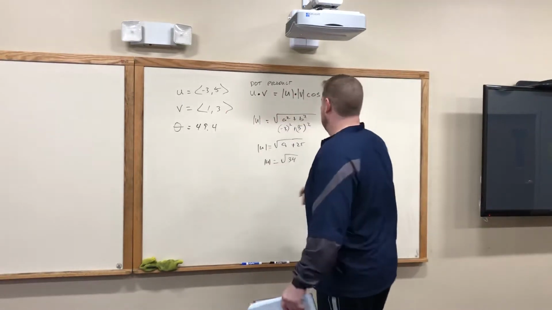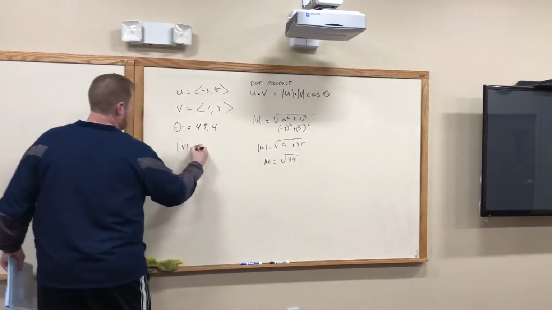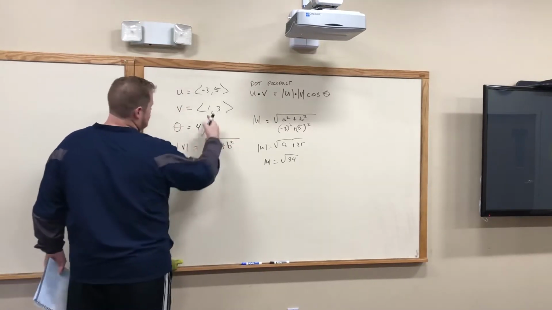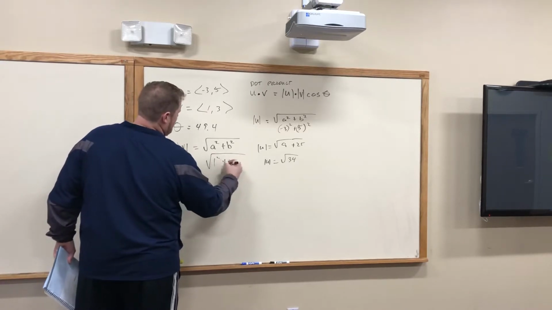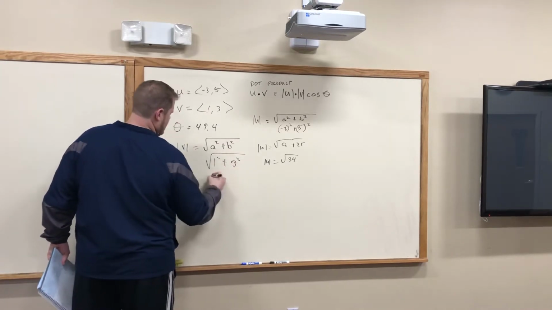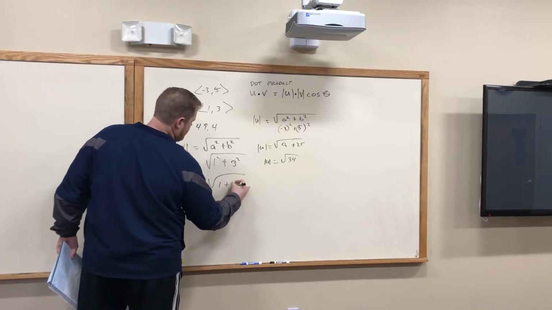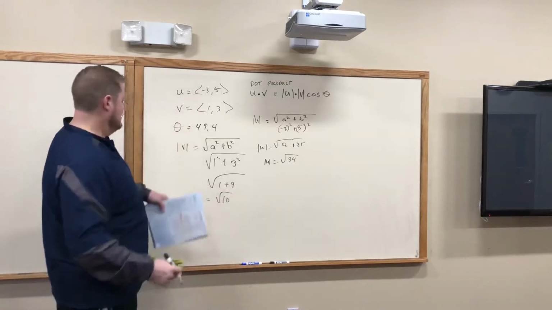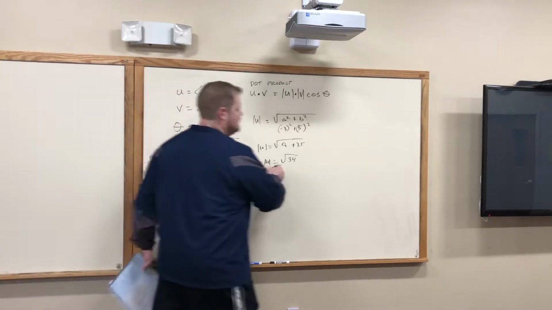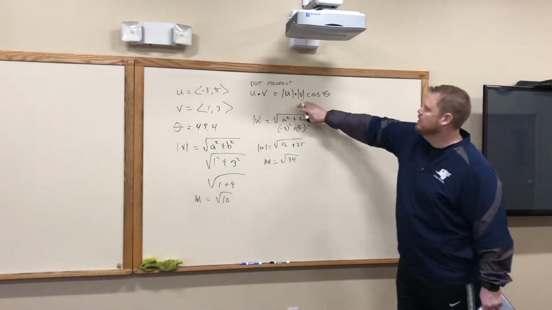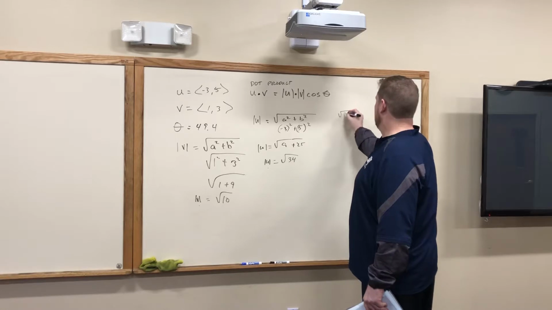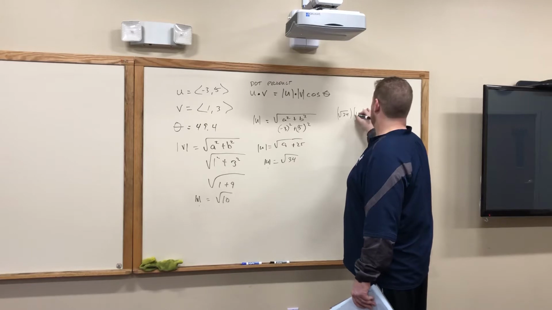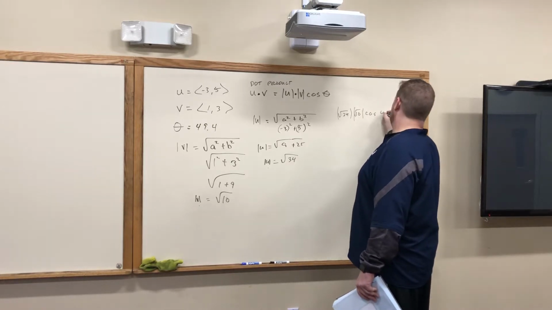Now we need to find the v. So we're going to do it right over here. The absolute value of v is going to be equal to the square root of a squared plus b squared. Our a is 1. Our b is 3. So what are we left with? 1 plus 9, square root of 10. So the absolute value of v is equal to that. Now we have our absolute value of v and our absolute value of u, now we plug it in to our equation. So, the square root of 34 times the square root of 10, cosine 49.4.